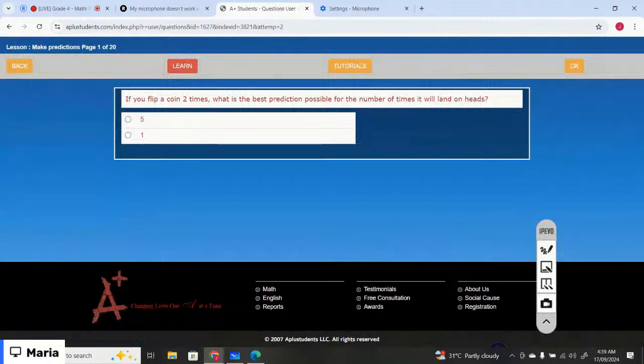If you flip a coin 2 times, what is the best prediction possible for the number of times it will land on heads? Okay, so whenever you flip a coin, you have only 2 options, the head or tail. That means only 2 outcomes for this event, right? One can be head, so the probability of head is 1 out of 2. Got it?